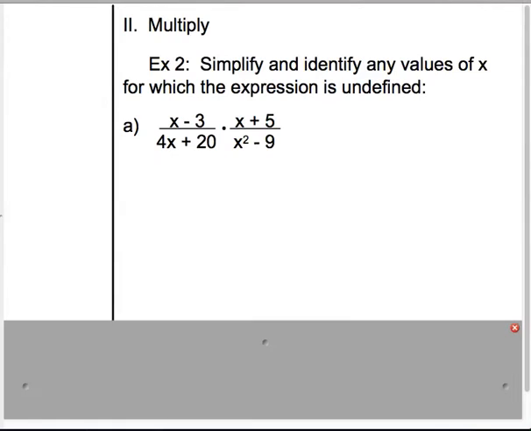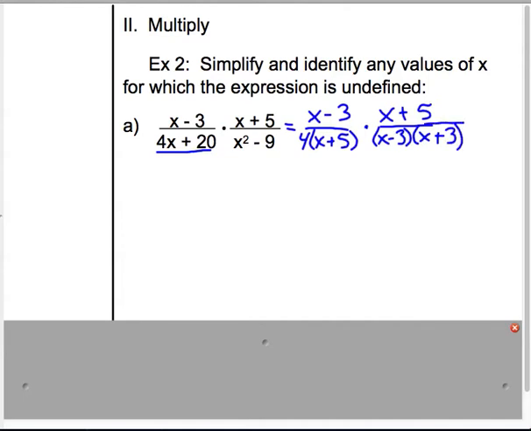All right, so multiplying is the same concept. You want to factor so that you can cancel anything that cancels before you multiply. So I'm noticing in the denominator of my first term, I've got a common factor of 4. And in the denominator of my second term, that is a difference of squares, so that factors to x minus 3, x plus 3.